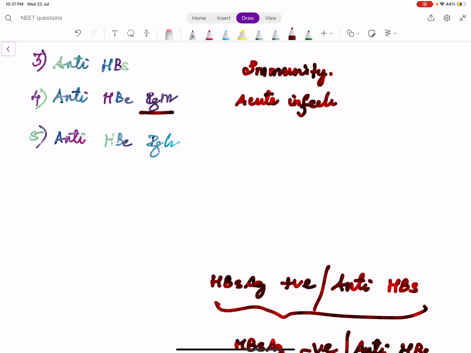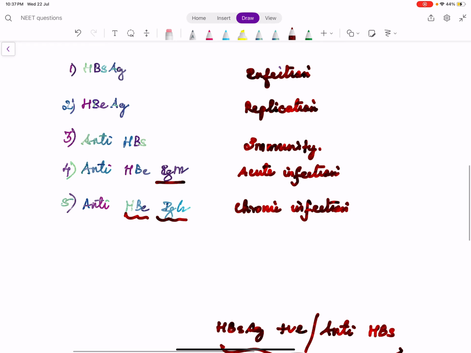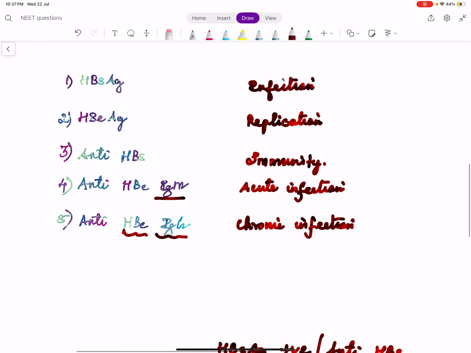So there is an acute infection. What does anti-HBc IgG indicate? Whenever IgG is there, it denotes chronic infection. Alright? So if you understand the core concept of IgM and IgG, things are very easy.